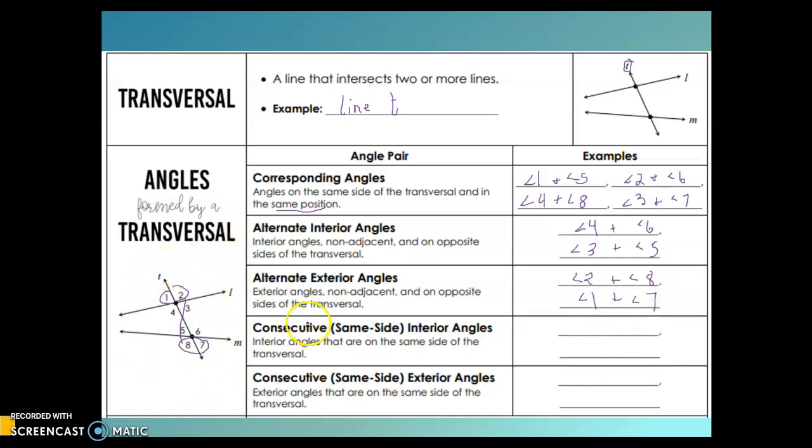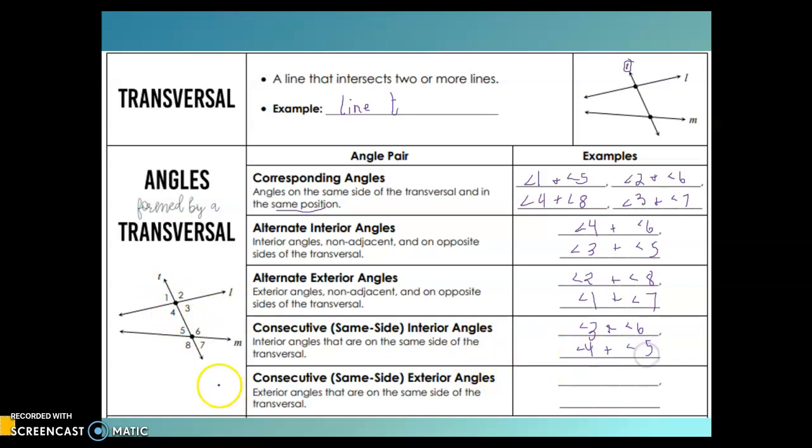Our fourth type of angle that we need to know is consecutive interior angles or same side interior angles. Let's erase this here. So these are going to be on the same side in interior or on the same side in exterior. So if we go to our interior angles, 4, 3, 5, and 6, the two on the same side are 3 and 6. So we're going to write angle 3 and angle 6. And on the left-hand side, we've got 4 and 5.